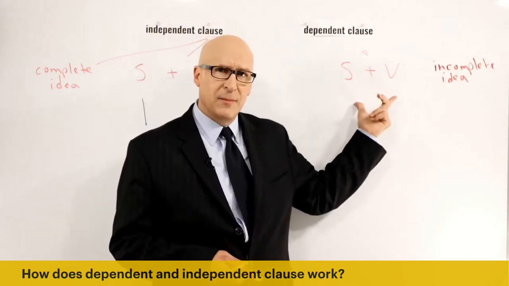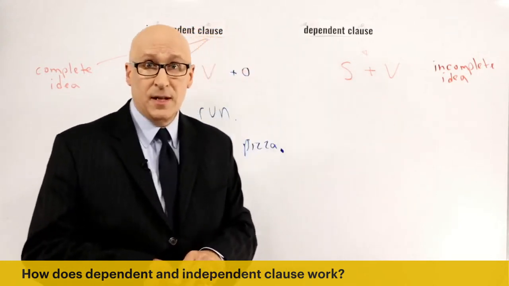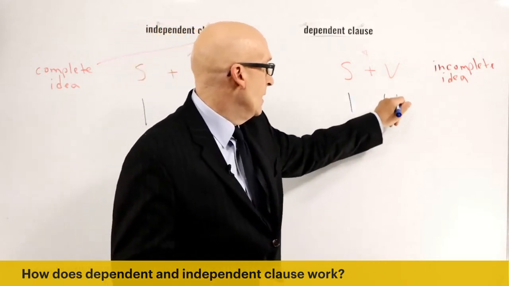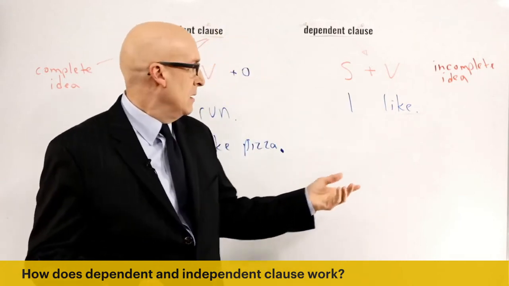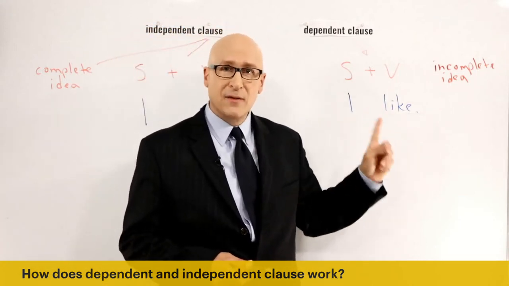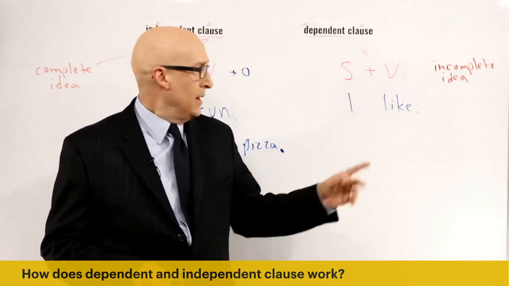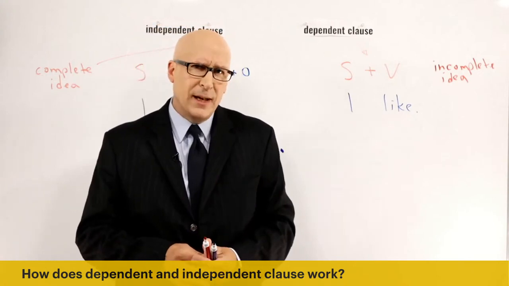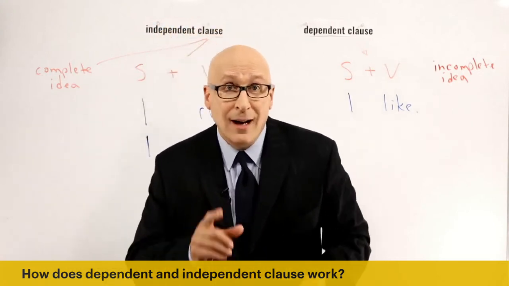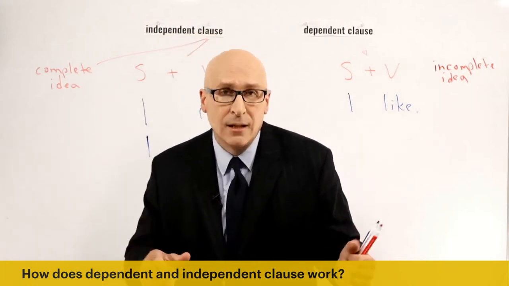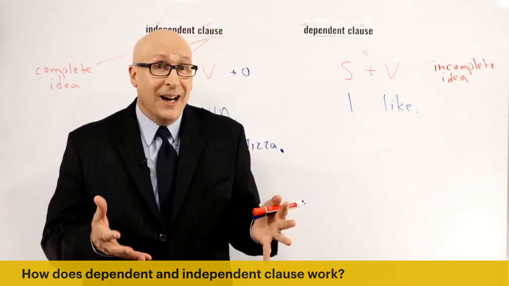One, the subject and verb is not enough to fully explain the idea. For example, I like. In English, like is a transitive verb. It needs an object. Okay? I like. Is that a complete idea? Do the bus stop test. Excuse me, madam. I like. Will the lady at the bus stop understand you? I like.